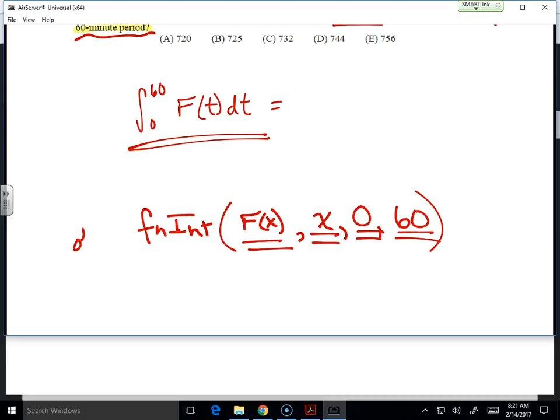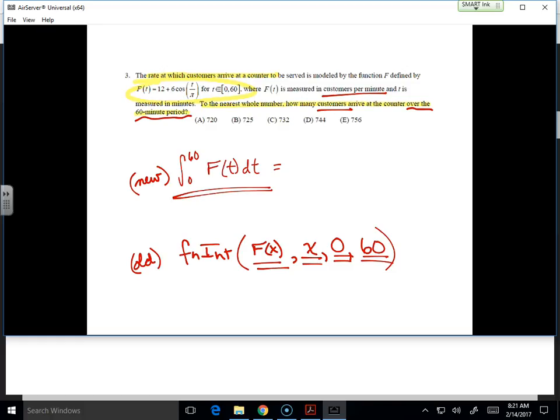Sorry, this is the older way. This is the newer way. And to be honest, older calculator people, you're literally typing the same amount that the other people are typing. So you're not losing time, you just have to know how to put it in.